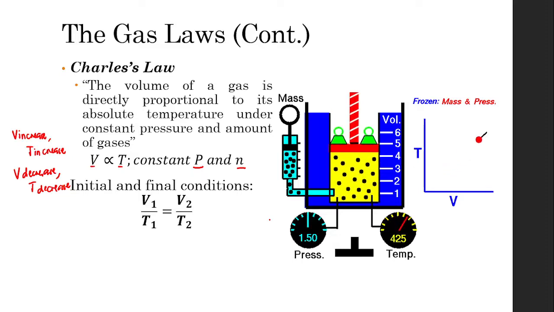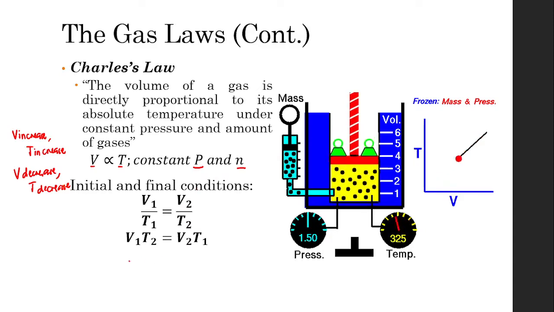Here we would see that the quotient V1 divided by T1 should always be equal to V2 divided by T2, or the quotient of the initial volume and temperature should always be equal to the quotient of the final volume and temperature. And rearranging this, we can get another equation that is quite similar to the first one, but this time the product of the initial volume and the final temperature should always be equal to the product of the final volume and initial temperature.